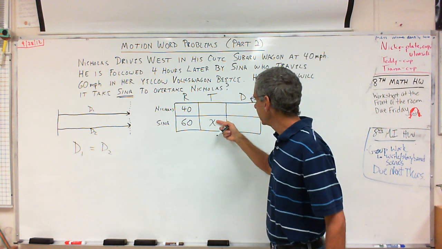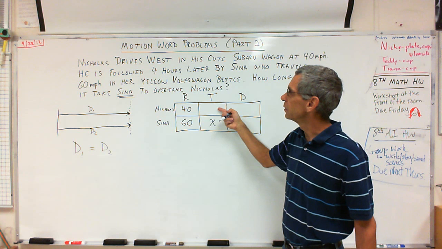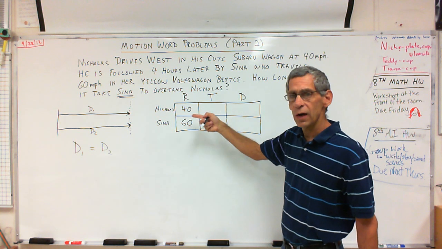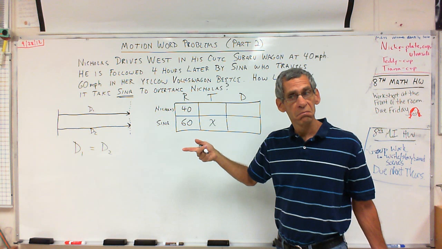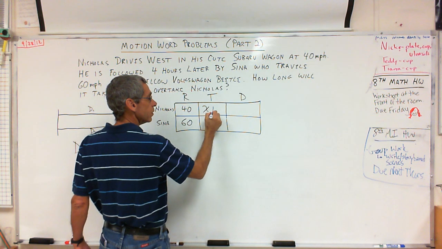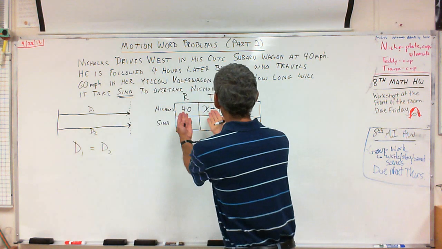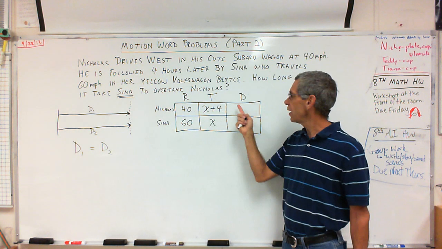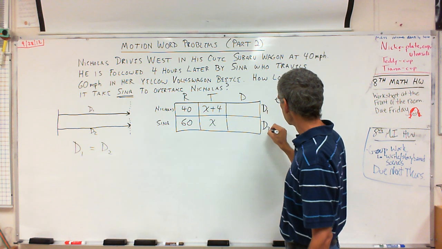All right, so if Sina's x, what would be the time for Nicholas? Well, Nicholas left 4 hours early. Would you agree with me he drove 4 hours more than Sina? Right? Makes sense. So it's going to be Sina's x plus 4. Now let's just multiply it out. Once you get these two columns, all you have to do is multiply them out to get your distance. This will be your d1 and this will be your d2, right?